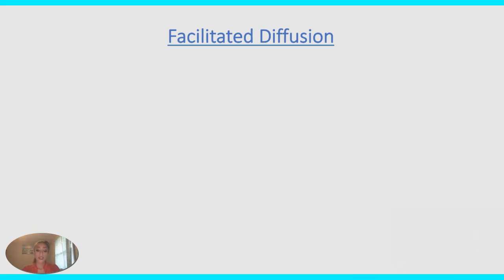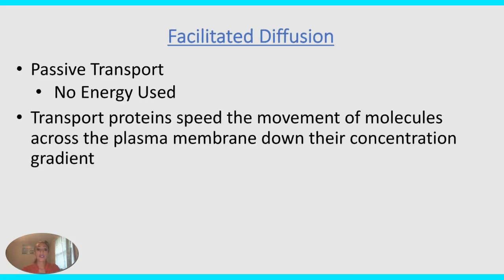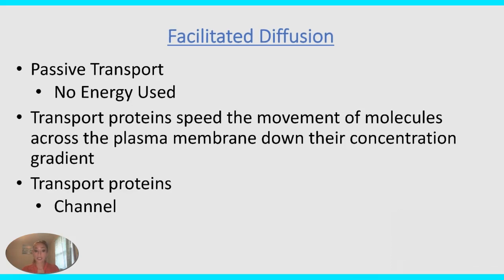So now that we talked about diffusion and osmosis, we're going to go ahead and talk about facilitated diffusion. Okay, facilitated diffusion is still passive transport, and no energy is required here. And what it does is it actually contains transport proteins that speed the movement of molecules across the plasma membrane down their concentration gradient. Okay, these are considered transport proteins, and we talked about those a little while ago, which are the channel and the carrier proteins. So let's go ahead and look at a picture of all of these.